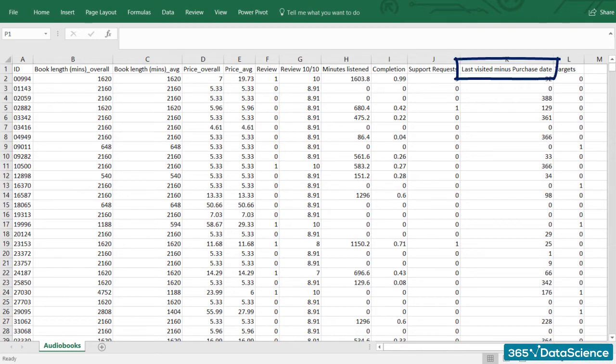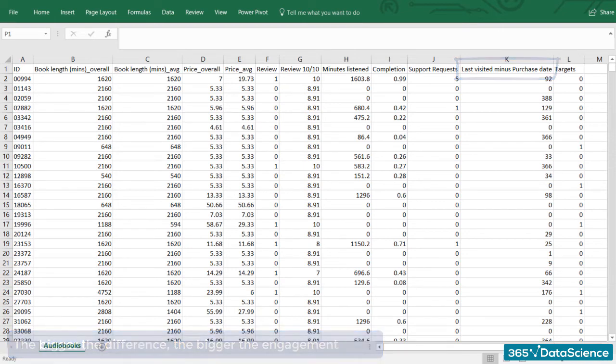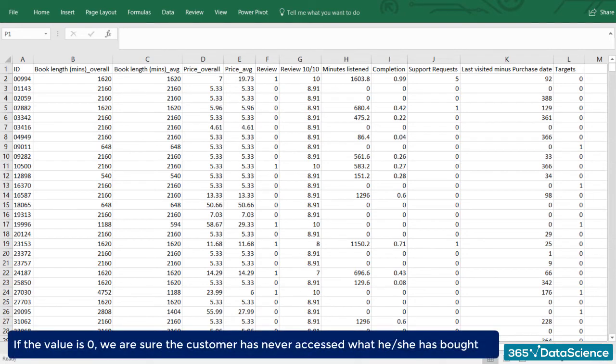platform and their first purchase date. That's yet another measure of engagement. The bigger the difference, the better. If a person engages regularly with the platform, this difference will be bigger. Thus, the customer is likely to convert again. If the value of this variable is 0, we are sure the customer has never accessed what he has bought. Or perhaps he did it on the first day only, so it is unlikely he or she will convert again.